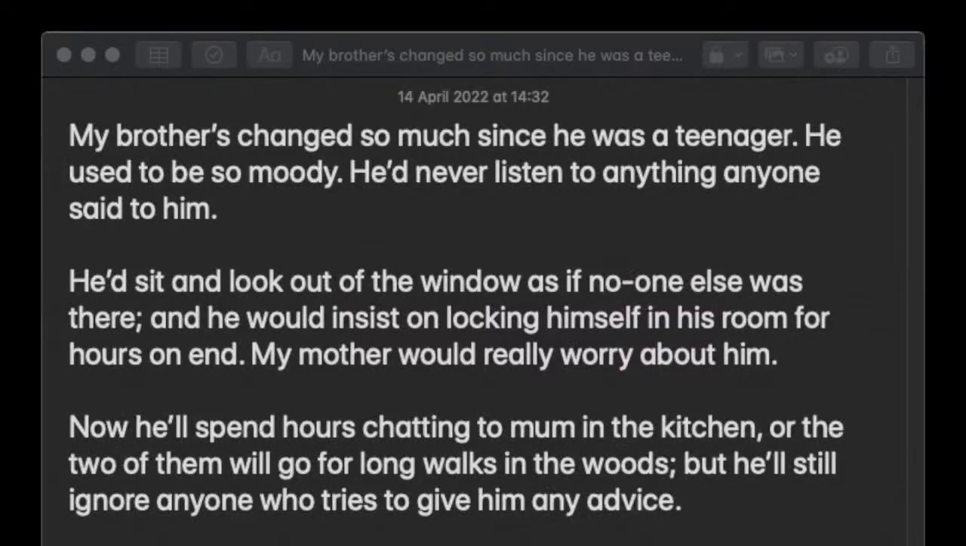My brother's changed so much since he was a teenager. He used to be so moody. He'd never listen to anything anyone said to him. He'd sit and look out of the window as if no one else was there. And he would insist on locking himself in his room for hours on end. My mother would really worry about him. Now he'll spend hours chatting to Mum in the kitchen, or the two of them will go for long walks in the woods. But he'll still ignore anyone who tries to give him any advice.